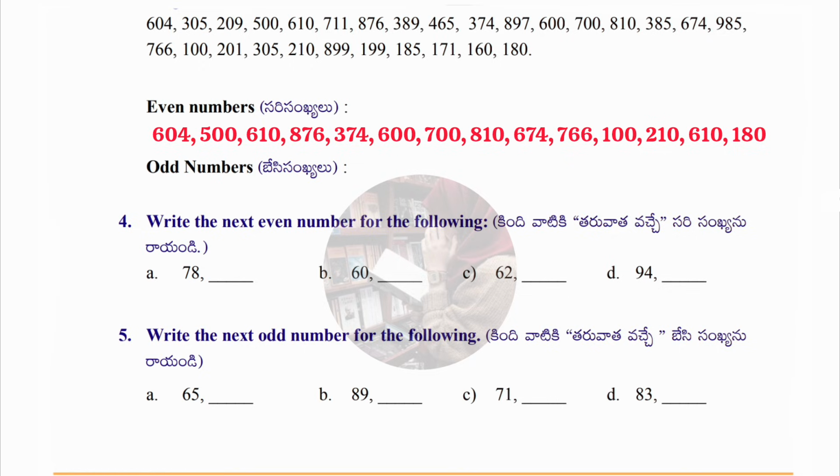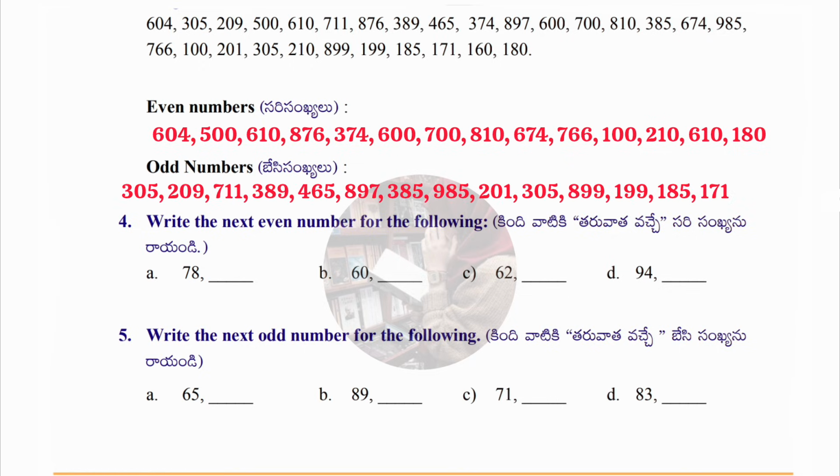Let's see the odd numbers, which are 305, 209, 711, 389, 465, 892, 385, 985, 201, 305, 899, 199, 185 and 171. So these are the odd numbers.